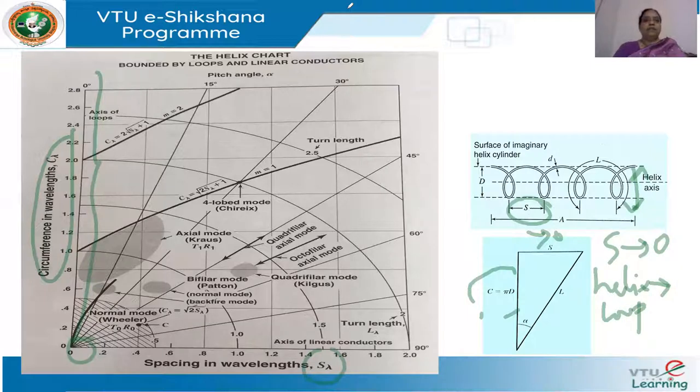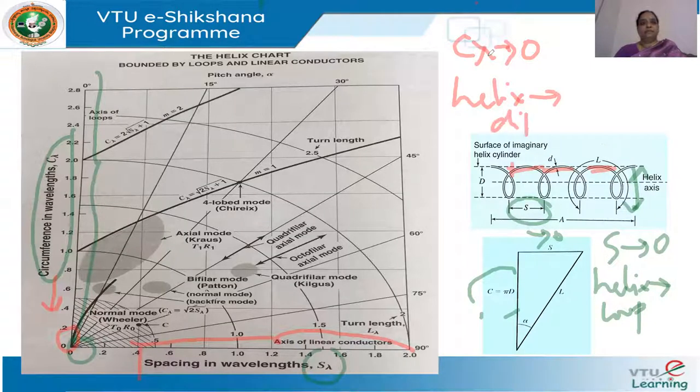Then you have the other extreme. The other extreme is when C lambda is equal to 0. When C lambda tends to 0, you have only the spacing variation. Now the helix will become a dipole. So the helix will become a dipole.